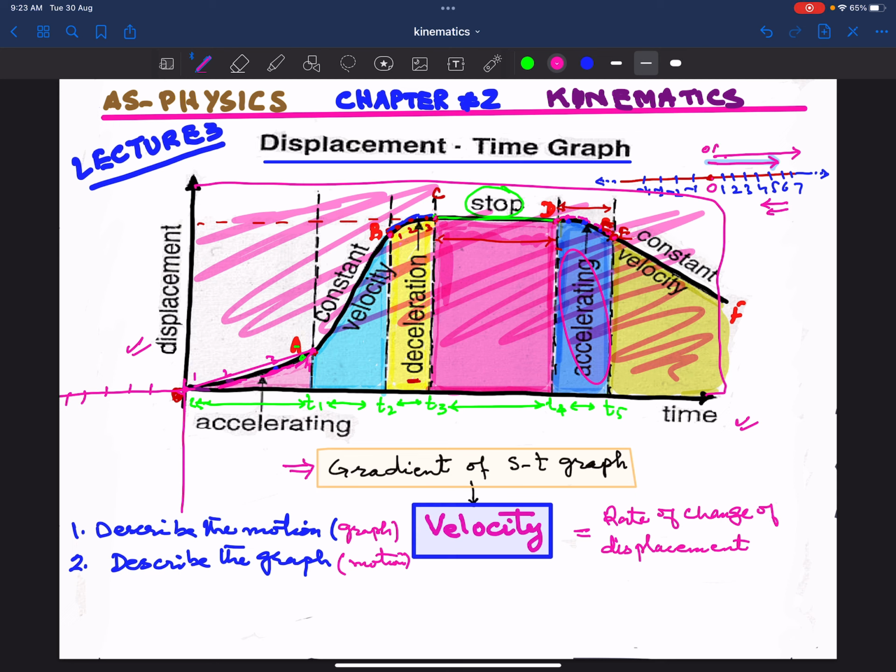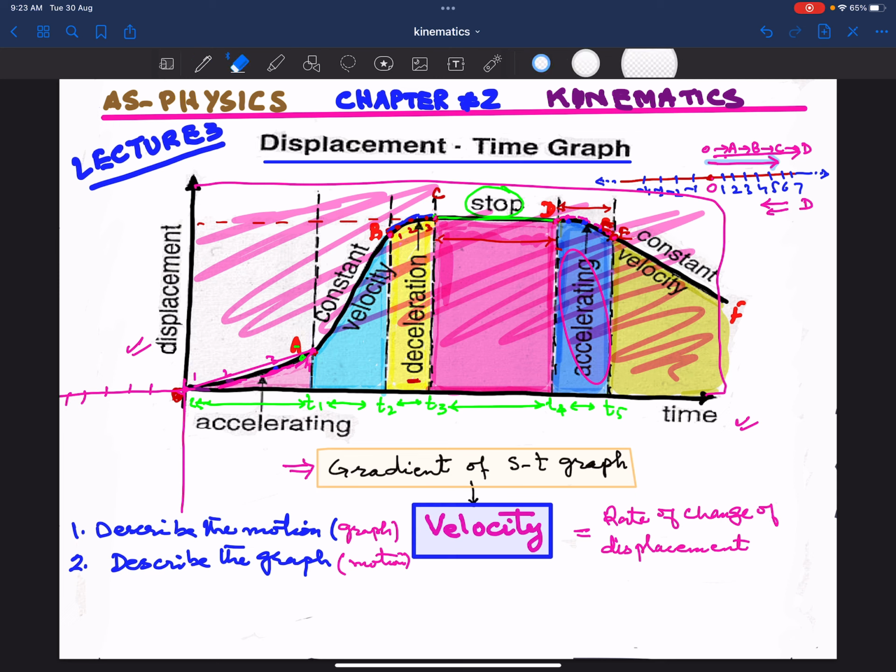Yani from O to A, suppose this is the point, from A to B, suppose this is the situation, from B to C you have this part, and from C to D you have somewhere here. Then what is happening? After D you are coming back.